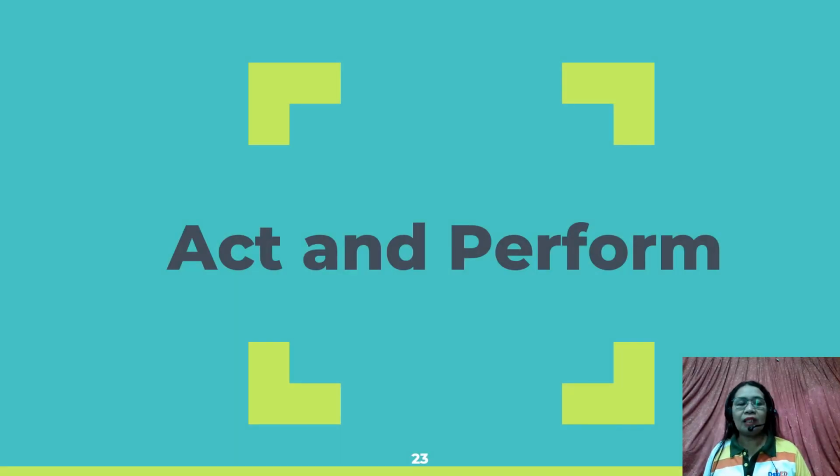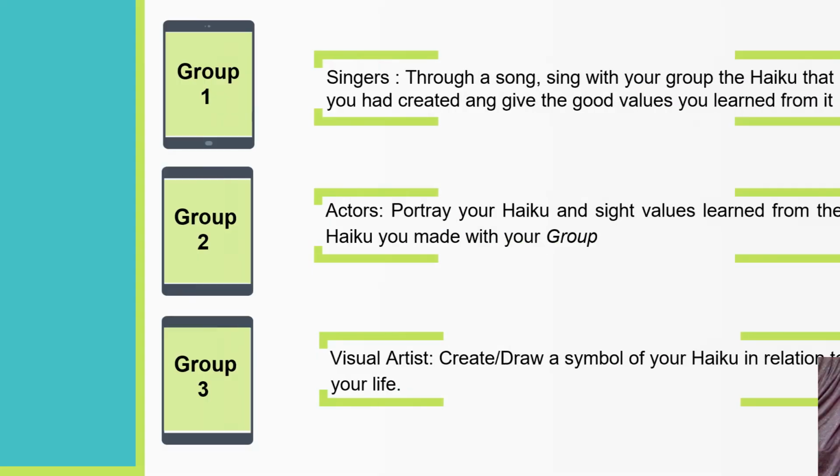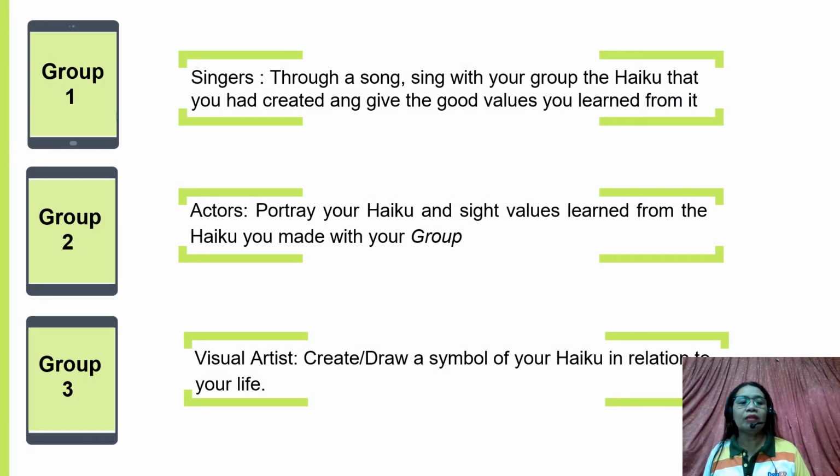Since the class has already done their haiku, what you are going to do is act your haiku and perform. So this activity is act and perform. For group 1, you are considered as the singers. Through a song, sing with your group the haiku that you created and give the good values you learned from it. For group number 2, you're considered as the actors. Portray your haiku and cite values learned from the haiku you made with your group.